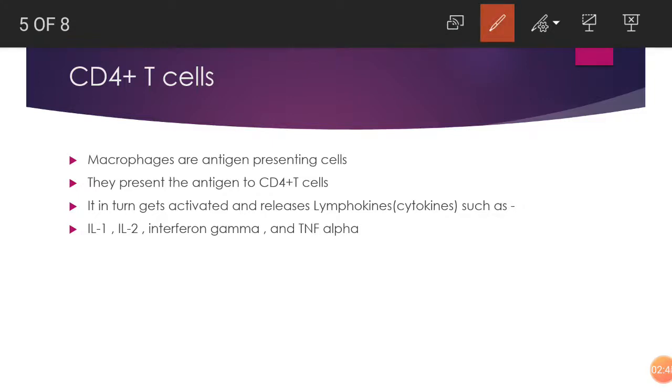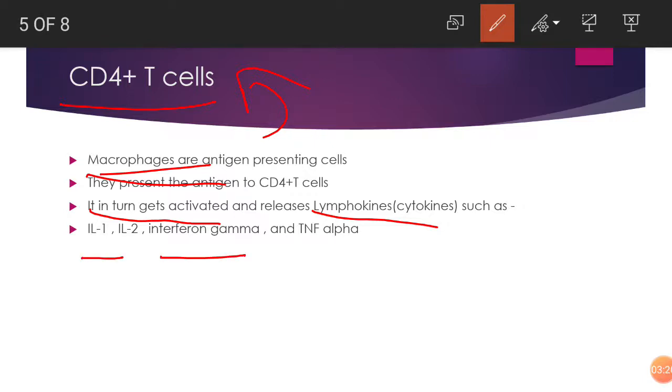The next one, the second one, CD4 plus T cells. What do CD4 plus T cells do? Macrophages now have the antigen. The macrophages will take the antigen and present it to CD4 plus T cells. Now the CD4 plus T cells will get activated and start releasing lymphokines. Lymphokines are also known as cytokines. What kind of cytokines are released? Interleukin 1, interleukin 2, interferon gamma, and tumor necrosis factor alpha.